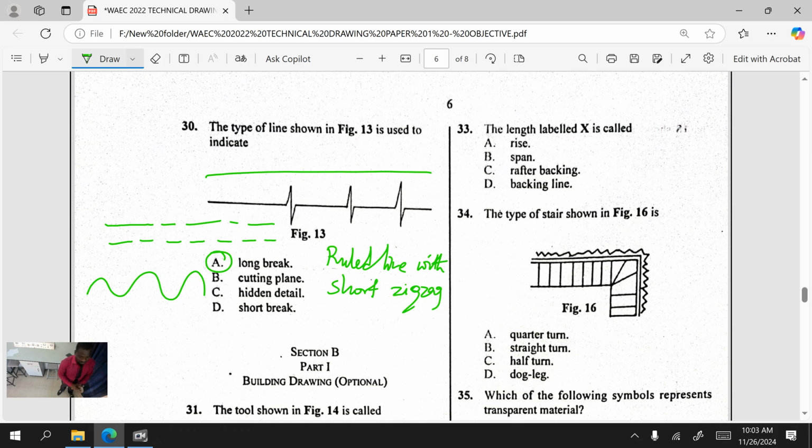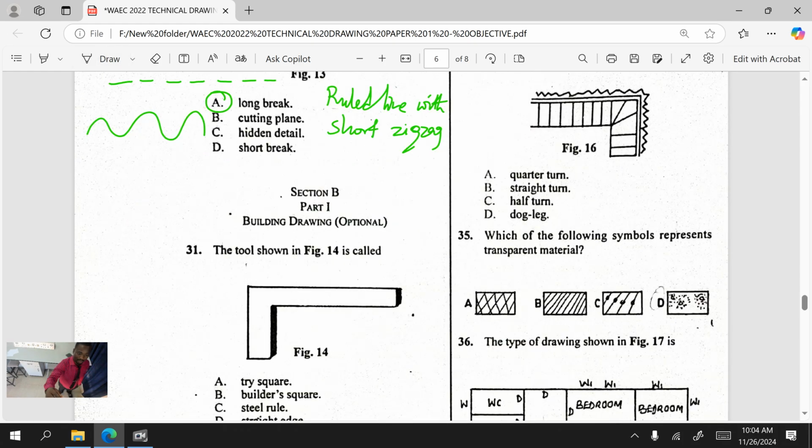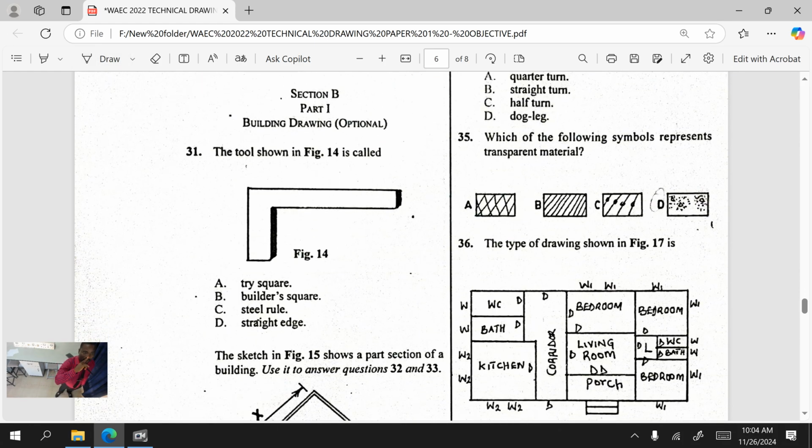So we've come to the end of section A. So we'll go to section B, part 1. Section B, part 1 is for building drawing. Either you answer between mechanical drawing or building drawing. So let's dive into it.